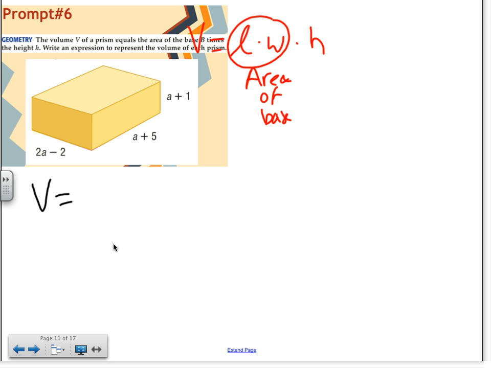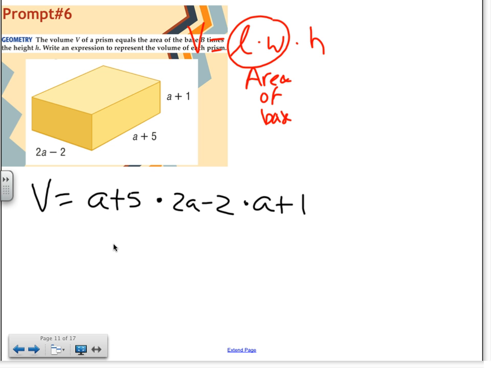Volume equals length. What's the length? A plus 5. So we're going to write a plus 5, right? Next, times the width, which is 2a minus 2? Yeah. Times, and times? A plus 1. Let me ask you this question. If I write it like this, would you understand what I'm doing? No.